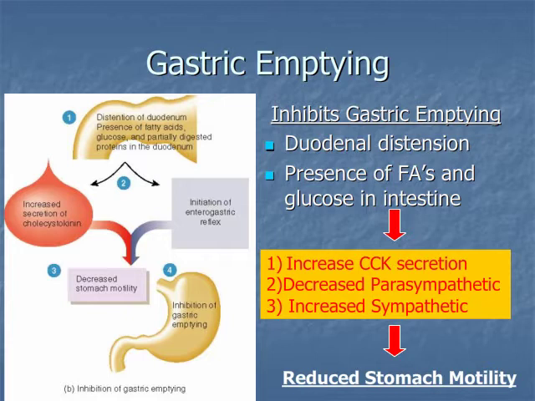And this is going to have the net effect of reducing stomach motility. The other thing it's going to cause is production of secretin. And remember, secretin has the effect of reducing secretion of the enzymes within the stomach. So the net effect of lots of fats in the intestine or a large degree of duodenal distension is that we slow down what the stomach is doing so that the intestine will have time to process this food.